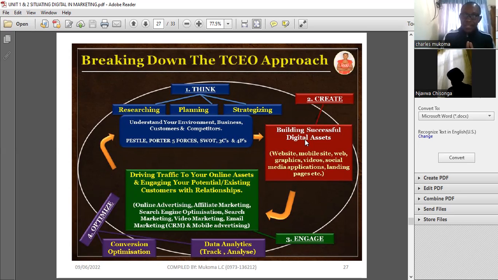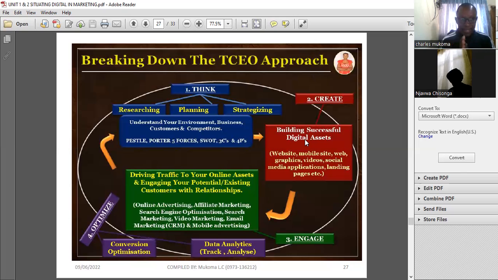Then the second part is create. We are about to create our digital marketing. When we want to build a successful digital asset, we look at the website. How do we create our website? Then we look at the mobile site that we'll be using, the graphics, the videos themselves. It's about creating the marketing advert itself. What do we consider?